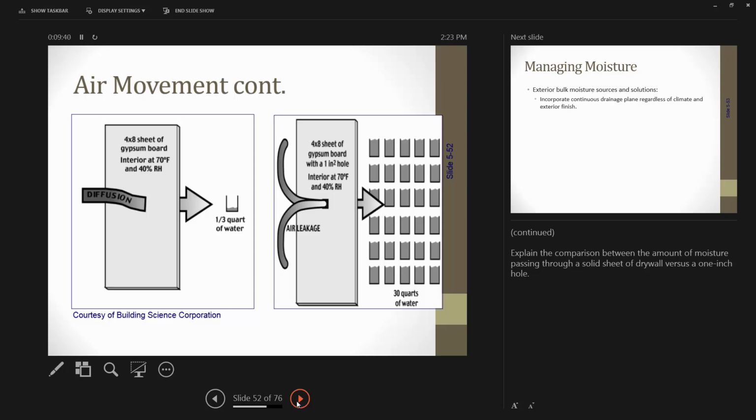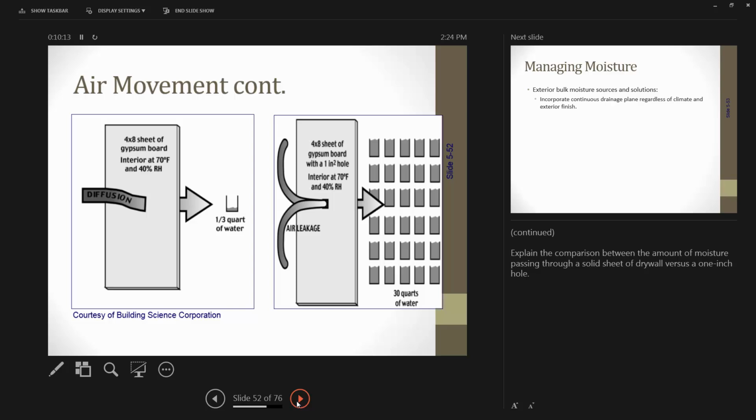In that same square footage, if you have just a 1-inch hole, one square inch hole, you'll get 30 quarts of water. So nearly 90 times the amount of moisture vapor can go through a gap or a crack in the wall. Where this is starting to become much more problematic is because we're sealing the buildings up that much tighter. And so if you have an incomplete air barrier and you're not stopping that airflow getting into the wall, you're also driving all that moisture vapor into the wall.